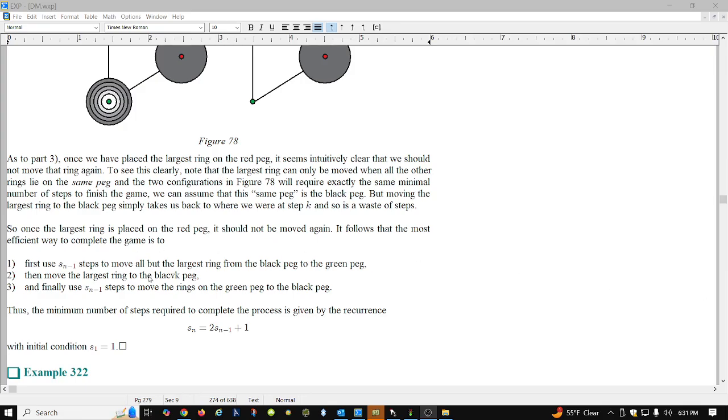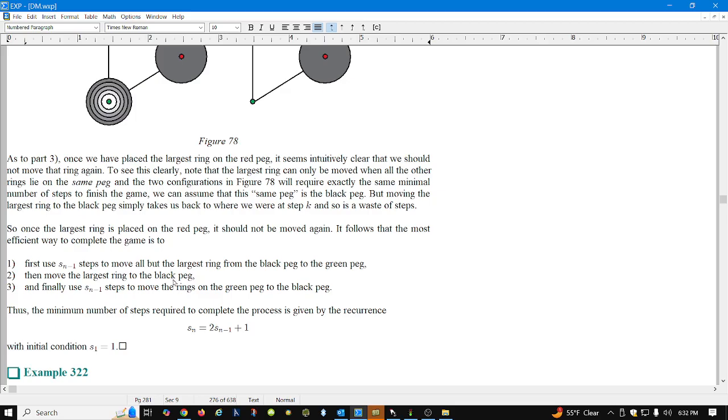So the most efficient way to complete the game is to first use the minimum number of steps required, Sn-1 steps, to move all but the largest ring off of the initial black peg. And we can say to the green peg. Then move the largest ring to the black peg.